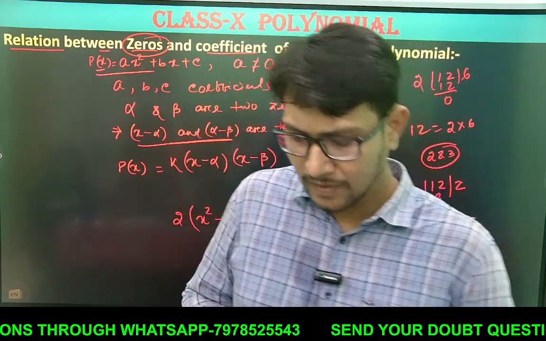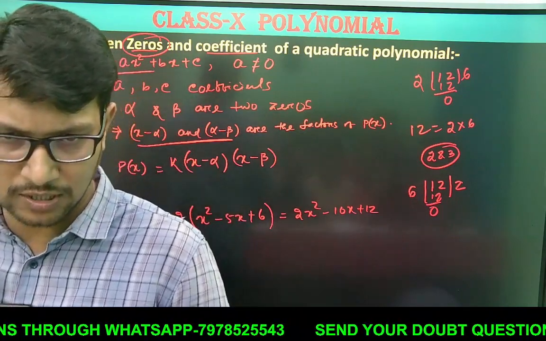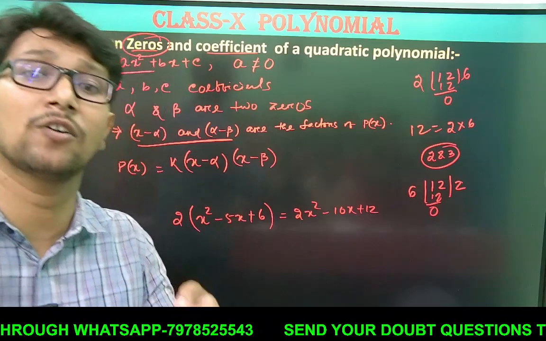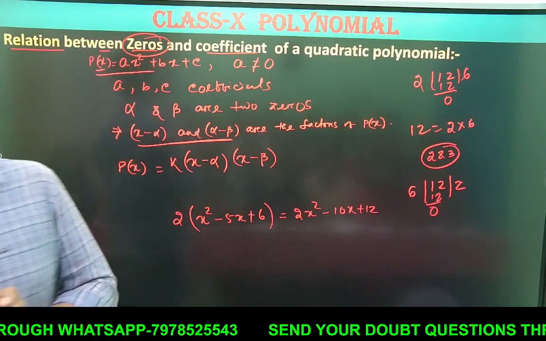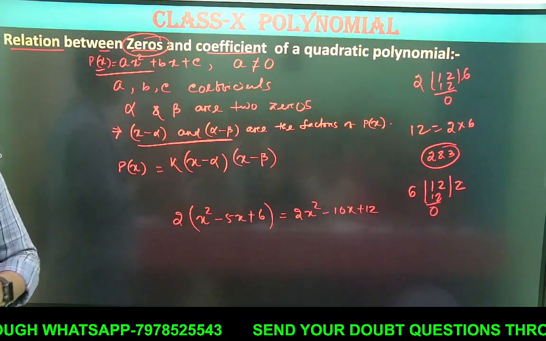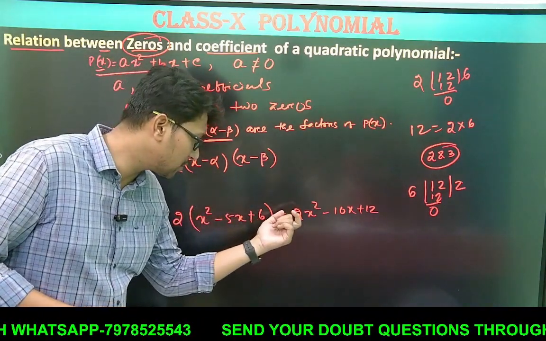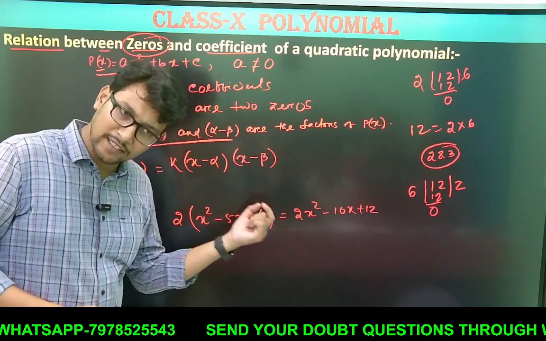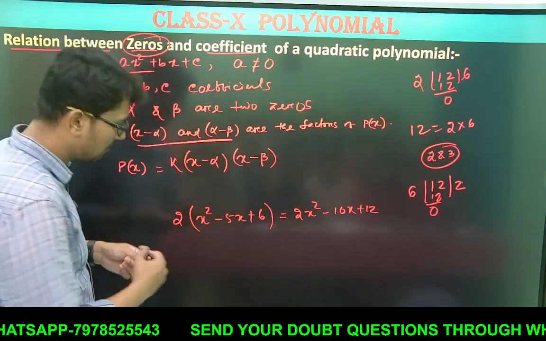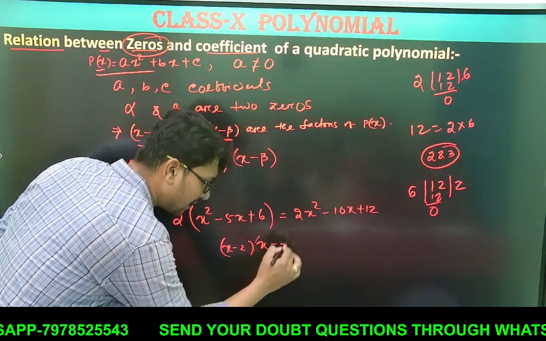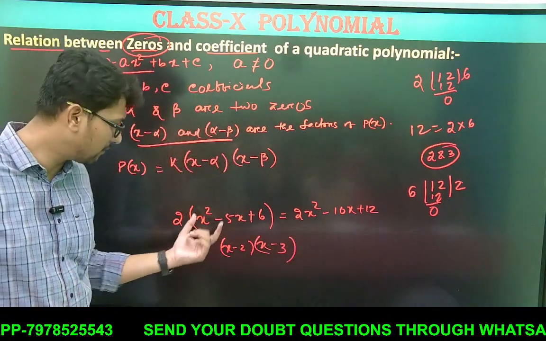Listen carefully. If two zeros are given, then we can write infinite number of polynomials. How? By multiplying a constant with the polynomial. Am I clear? Any doubt? Like here, which two are the zeros? 2 and 3. So I can write x minus 2 into x minus 3. It is a polynomial. By multiplying, we'll get this.